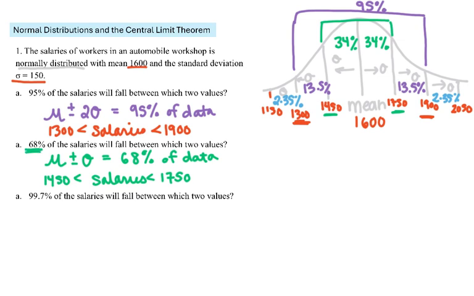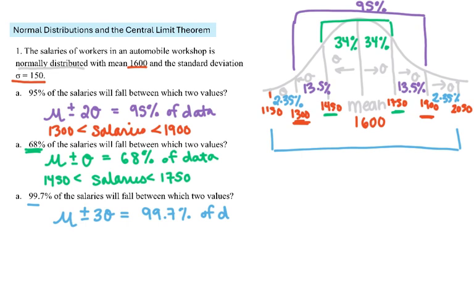And now lastly, 99.7% of the salaries. Well, we know, just because this is the fact for all normally distributed data, that the mean plus or minus 3 standard deviations is going to capture 99.7% of the data. And that's true for all normal distributions.